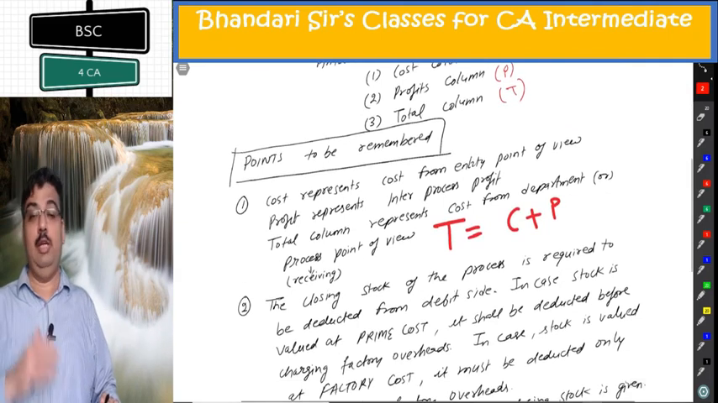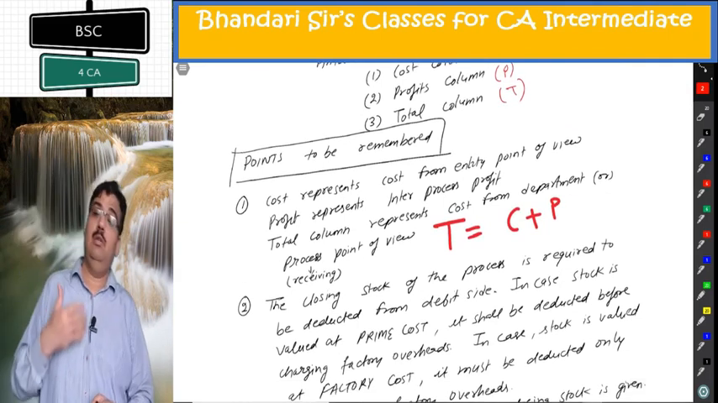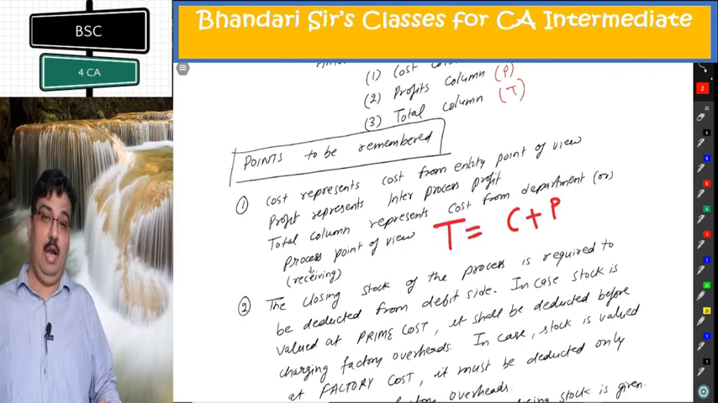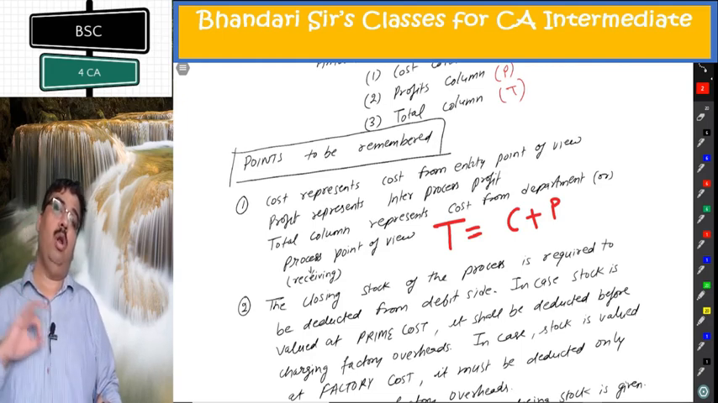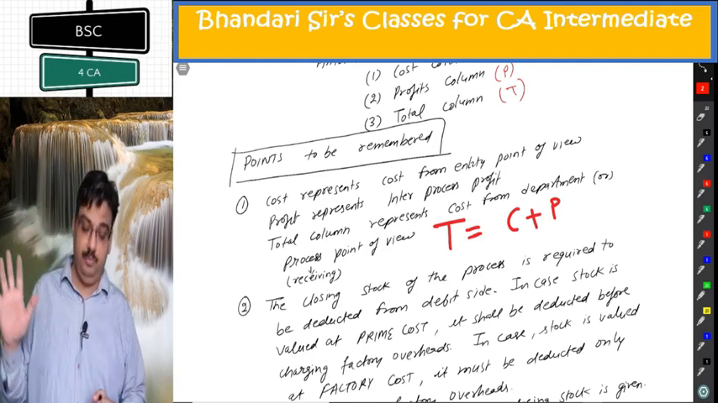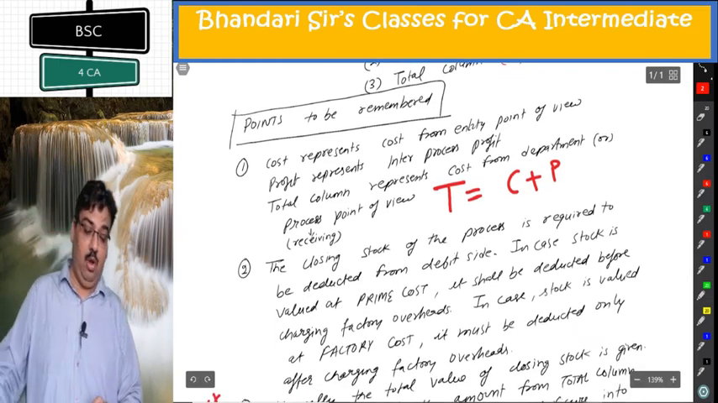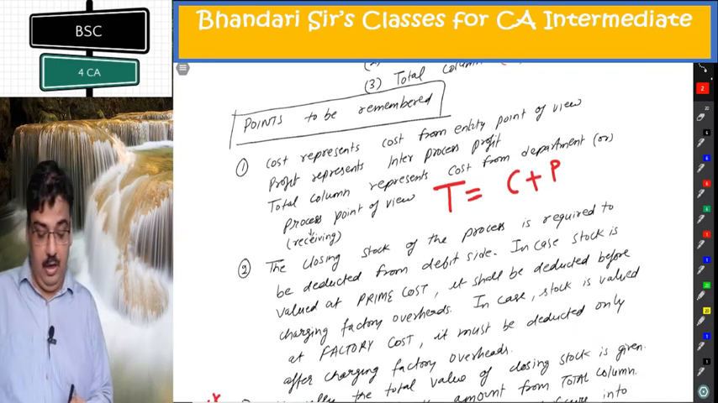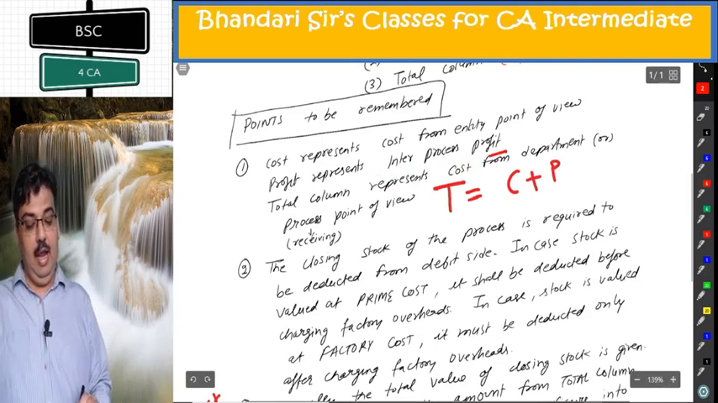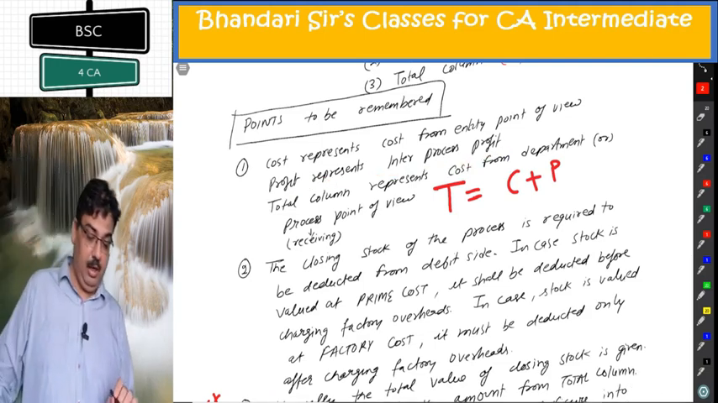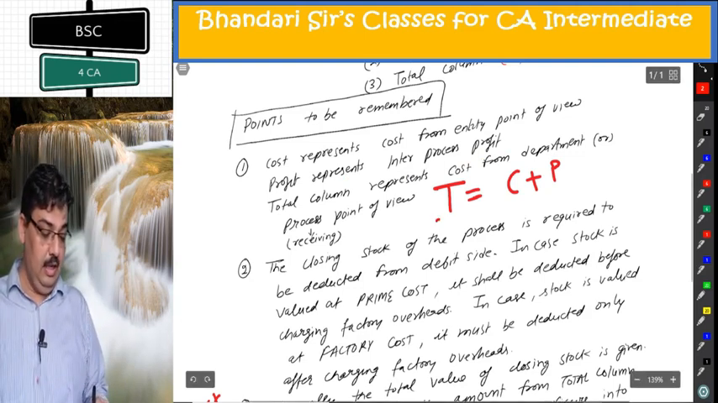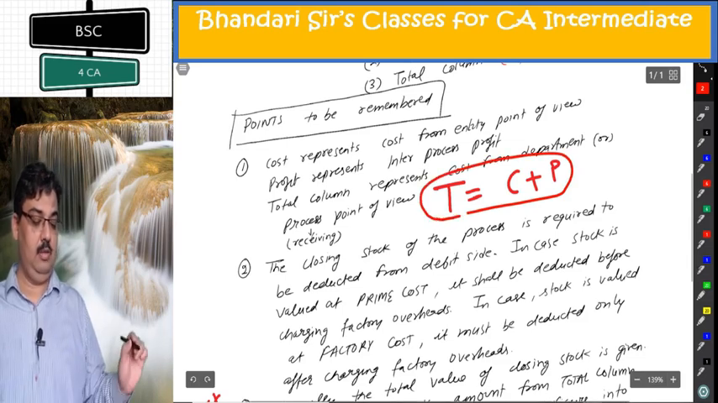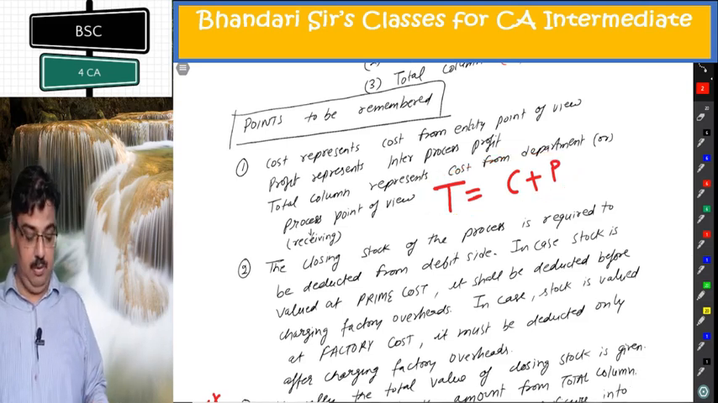If you remember these points, the question can be easily done. It is one node question which comes in 3-4 attempts for 8 marks. But it is not a very intricate question. One question will do. All questions are similar to this in exam also. Cost represents cost from entity point of view. Profit represents inter-process profit. And total column represents cost from department or process point of view, receiving process point of view. T is equal to C plus P always. Total equal cost plus profit.